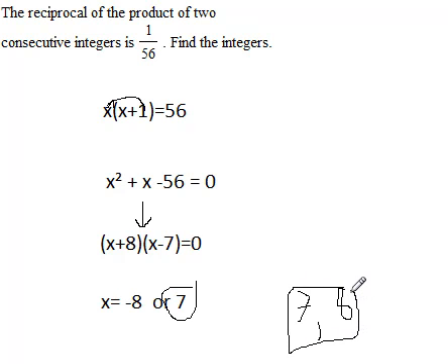Another one of the answers that we could find for the two integers would be negative 8 and negative 7. Those two would also work. Negative 8 times negative 7 would give us positive 56, and the reciprocal of that would be 1 over 56. So either one of these two pairs of consecutive integers would work.